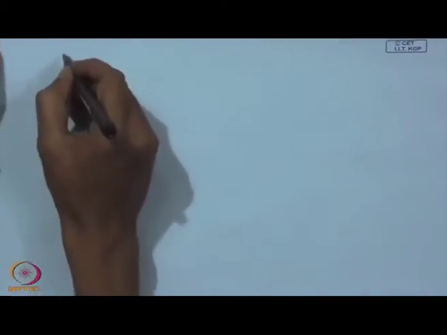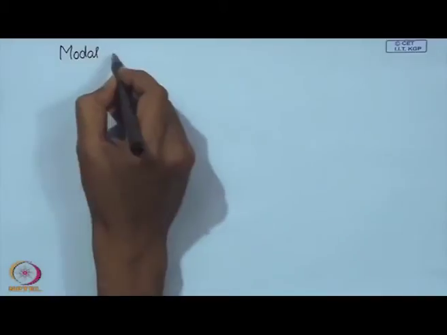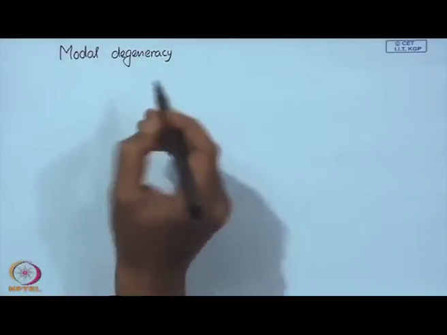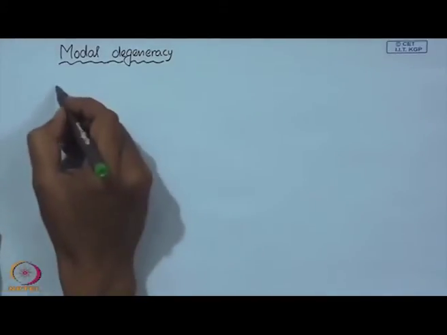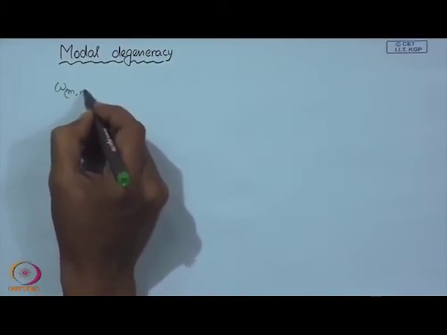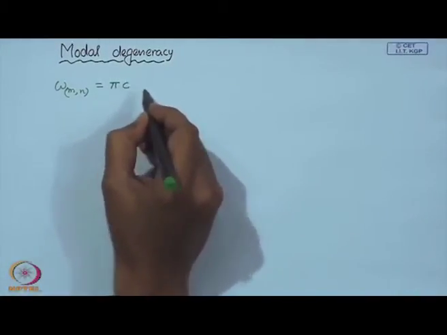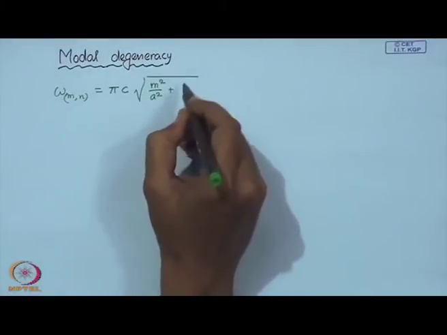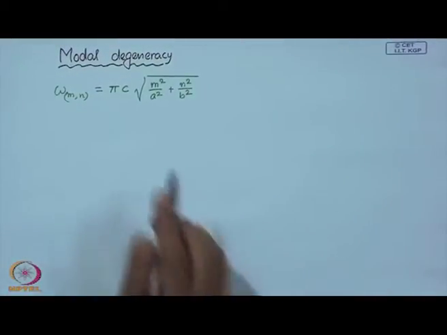Now, let us consider this situation. We have an interesting property called degeneracy. So here, let us look at the expression of the circular eigenfrequency, which reads like this.